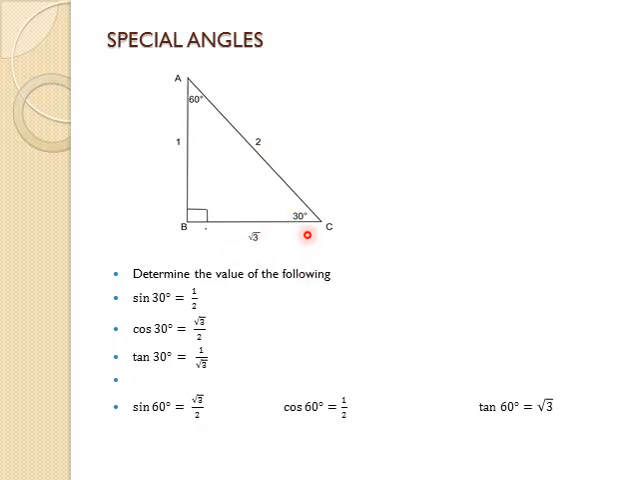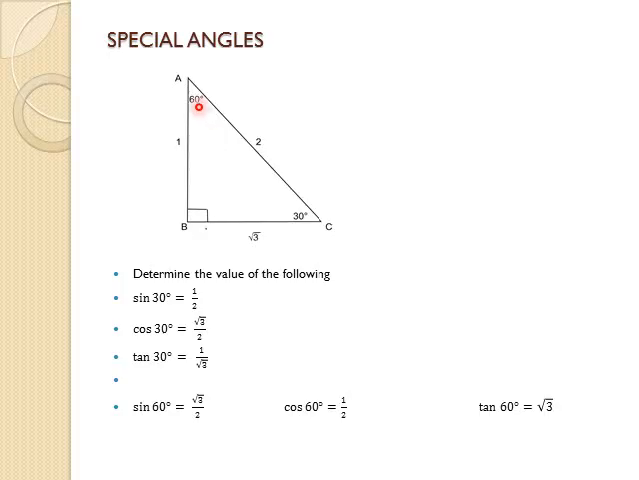So determine the value of sin 30. Remember y over r. So sin 30 would be 1 over 2, which is half. Cos 30 would be adjacent over hypotenuse, which is square root 3 over 2. Tan 30, right, is always y over x. So y being 1, x being square root 3.